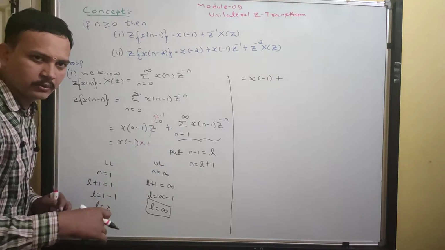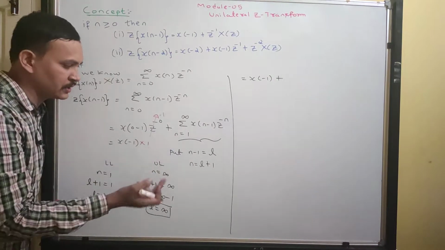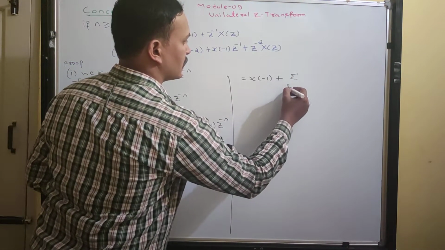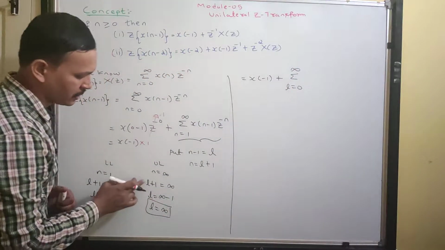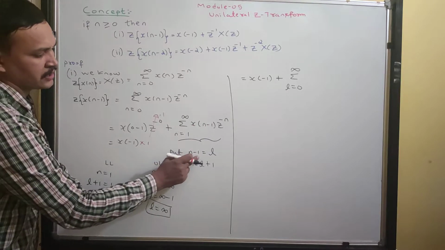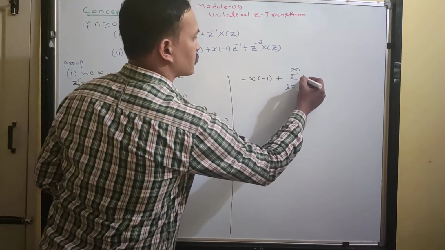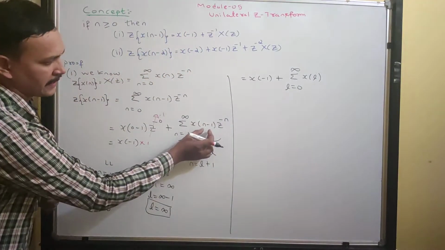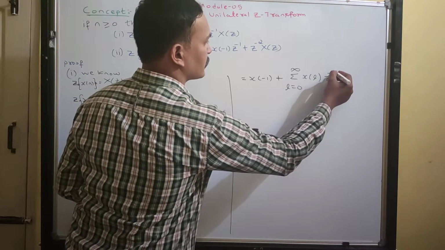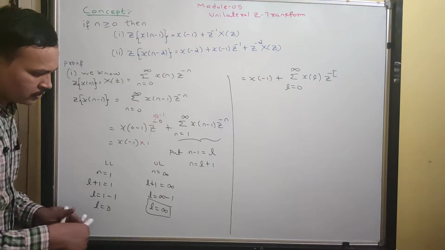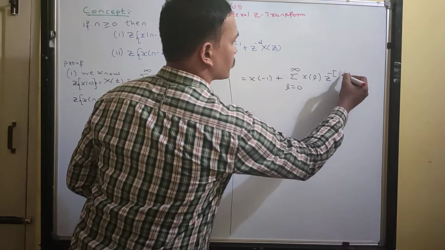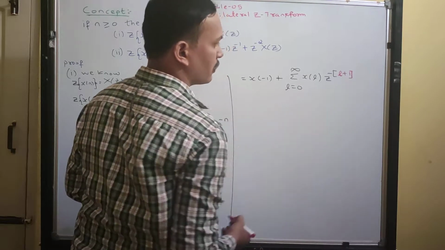Now the new limit: the lower limit changes to the variable L with limit 0. So summation L equals 0 to infinity. What is the upper limit? It becomes infinity. Then x of n minus 1, what should I write for n minus 1? L. So x of L. I put n minus 1 equal to L, into z to the power of minus n. What is the n value? N is equal to L plus 1.